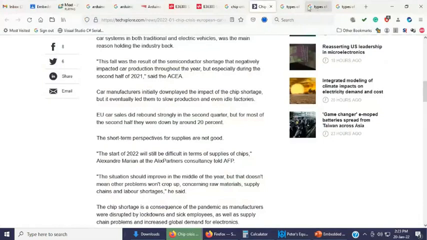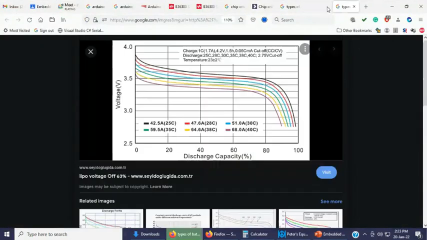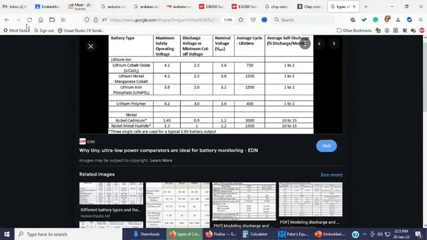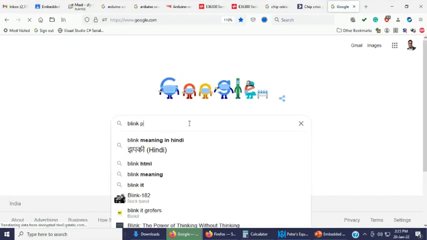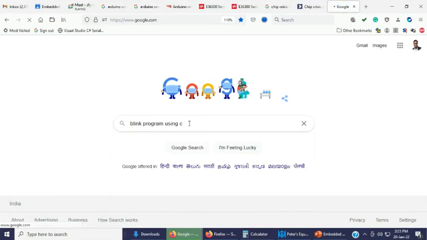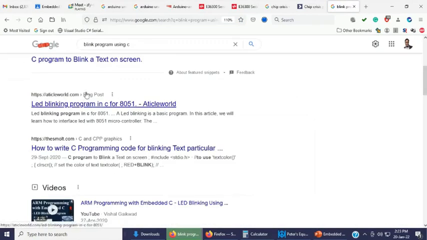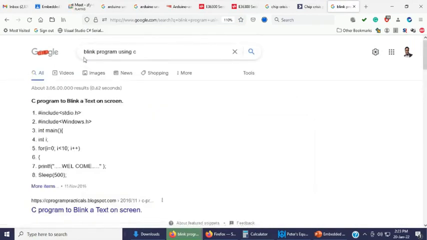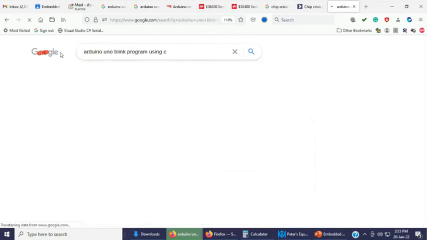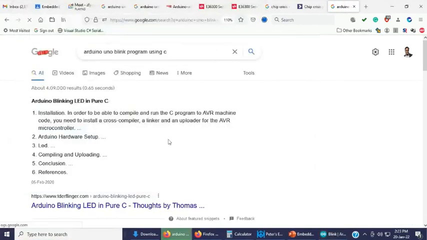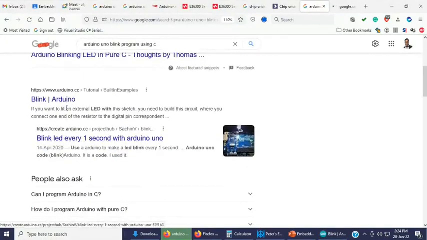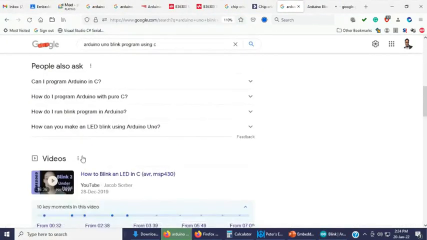Okay. By that time, I can open one more important window. Okay. So, a blink program using C. Something Arduino Uno. And what happened to my Arduino? It is opening. So here, let me just check what I mean by that.